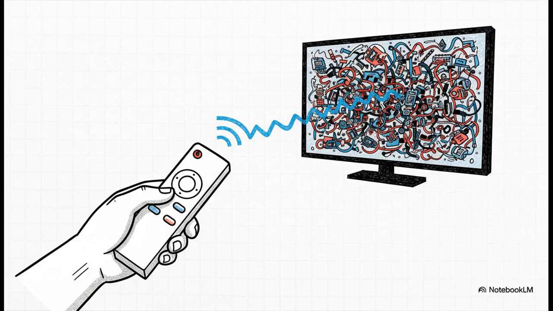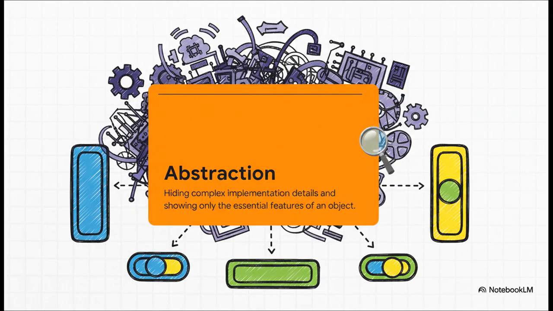Your TV remote. You have this really simple interface, right? The buttons. You press volume up, the volume goes up. You don't need to know or care about the infrared signals, the circuit board, or the TV's internal receiver. All that crazy complexity is completely hidden from you. And that, right there, is the core idea of abstraction in programming. It's all about creating a simple, clean interface for our objects and hiding all the messy, complicated stuff inside.